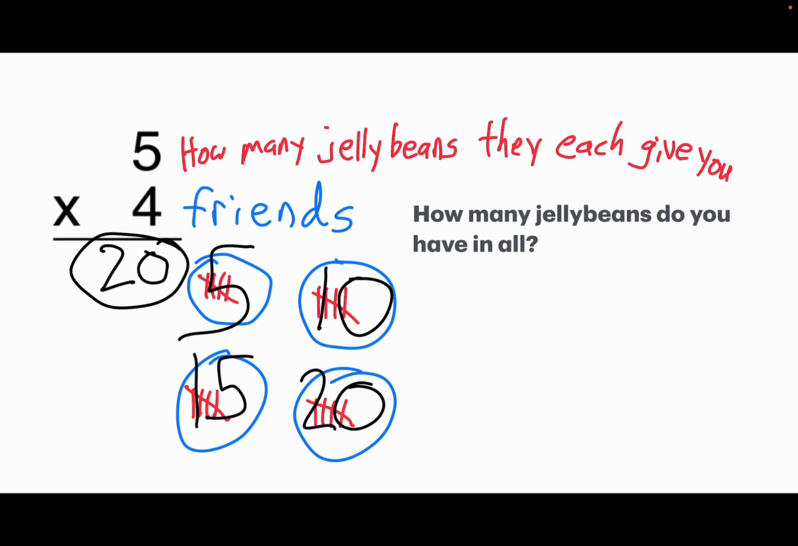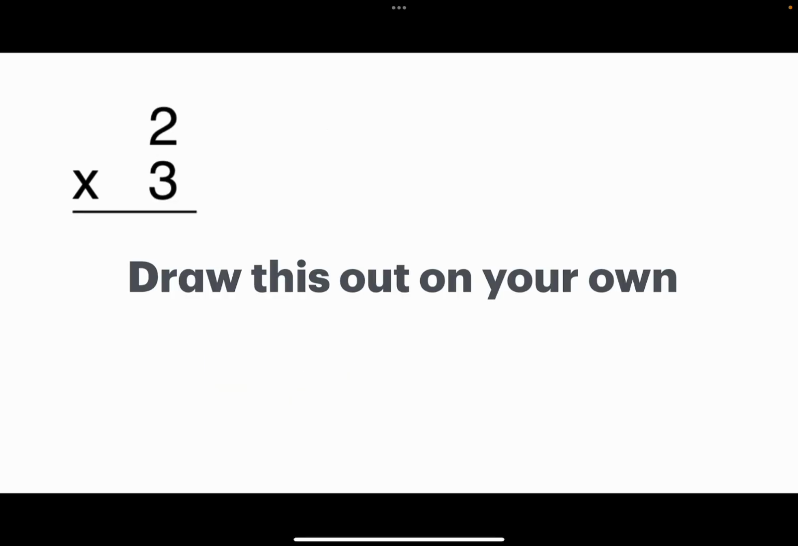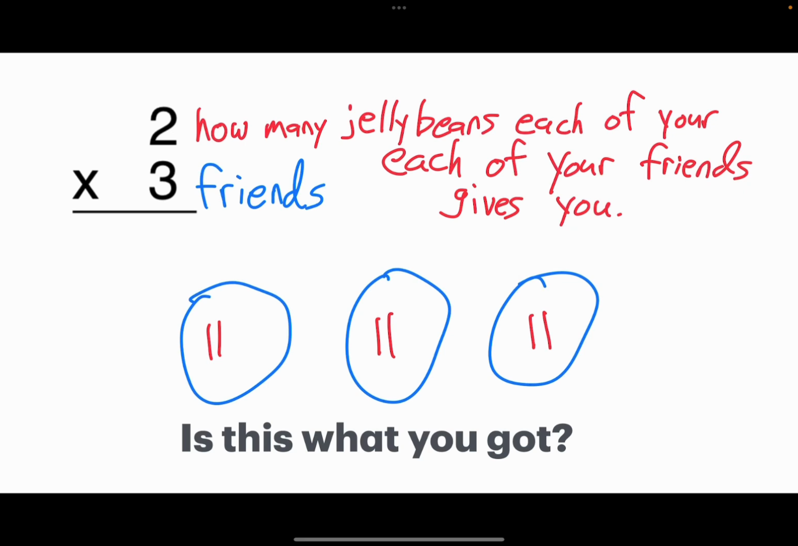All right, let's look at the next one. Draw this one out on your own. Pause the video. All right, welcome back. Here we have 3 friends, and they are each giving us 2 jelly beans. Is this what you got? Compare your answers. We've got the 3 circles, which each represent a friend. Since this is multiplication, we're asking how many jelly beans we have all together after our friends have given us the jelly beans. So the answer is 6.